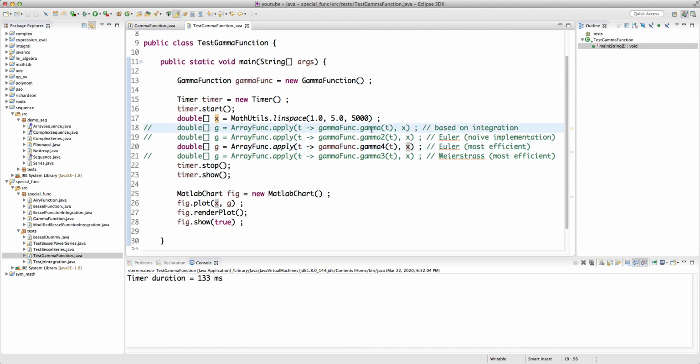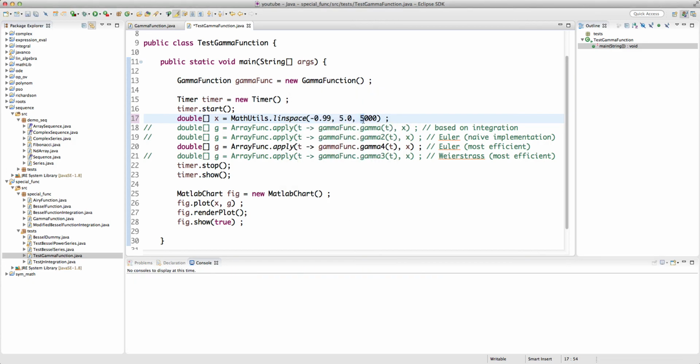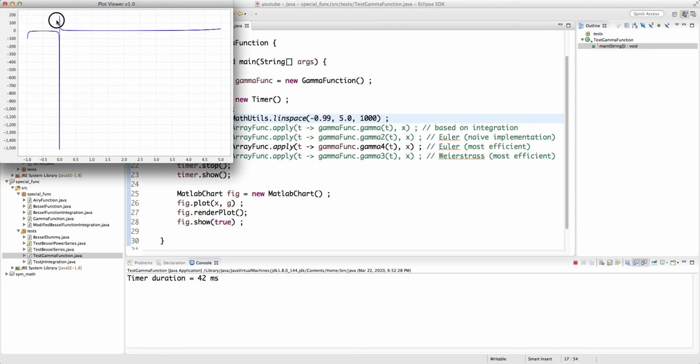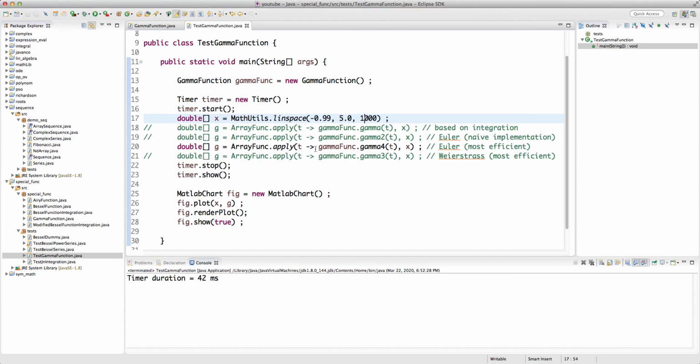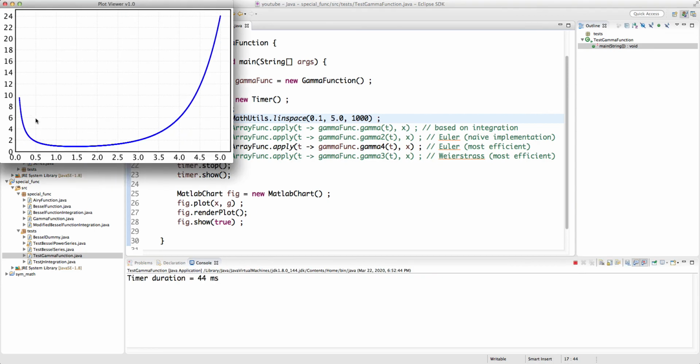And unlike the integration, the Weierstrass also works for any number. So let's say we go from minus 0.99 to 5,000 terms, or just 1000 terms, all right? 42 milliseconds, and we see this singularity here. If I continue to -1, we have another singularity, all right? So let's start from something close to 0.1. All right, this looks fine, all right?